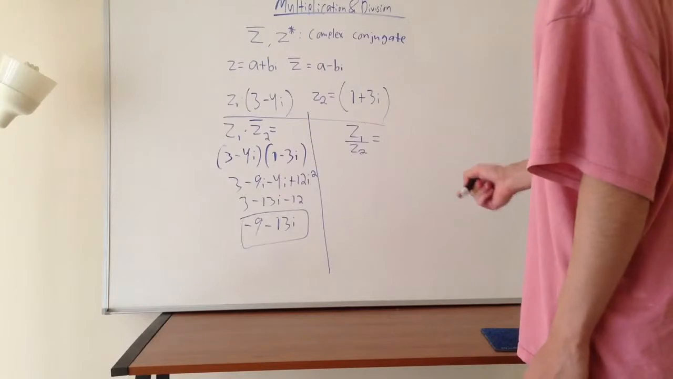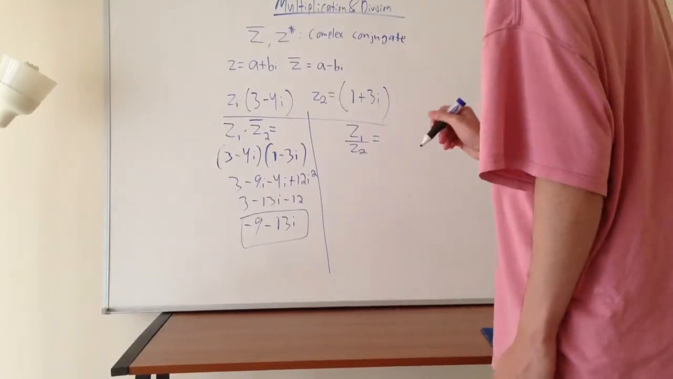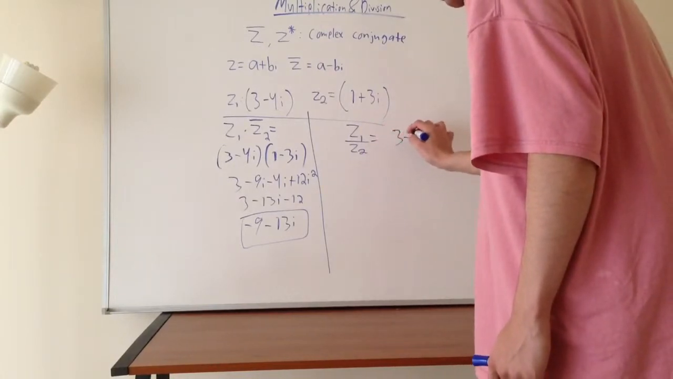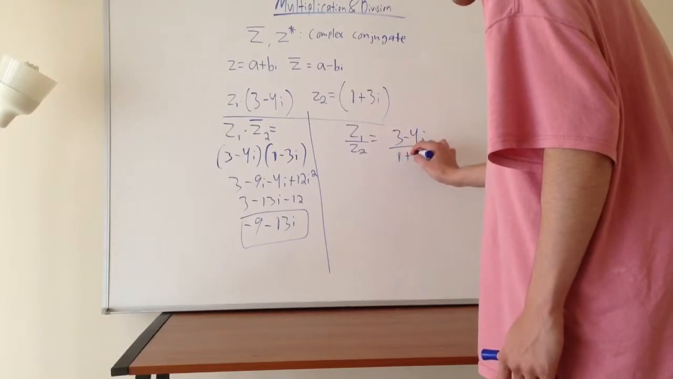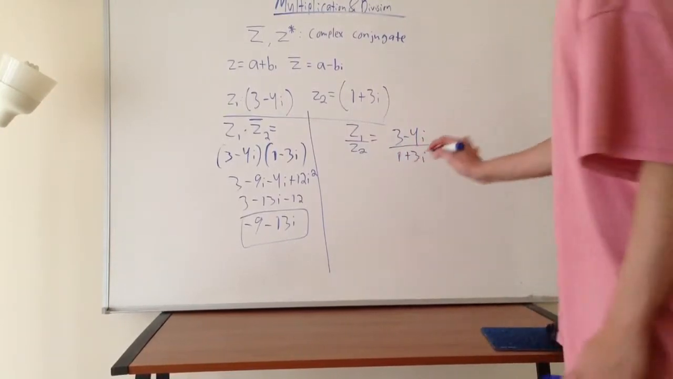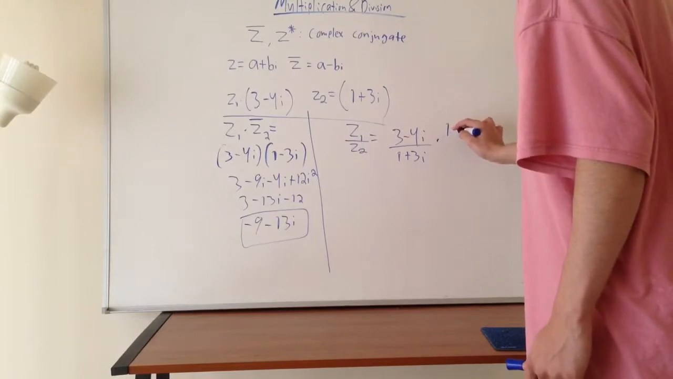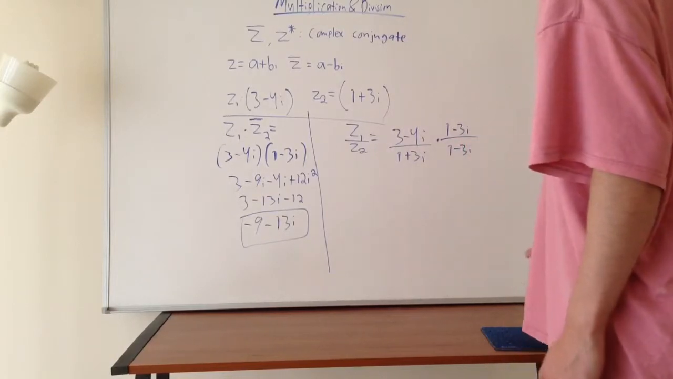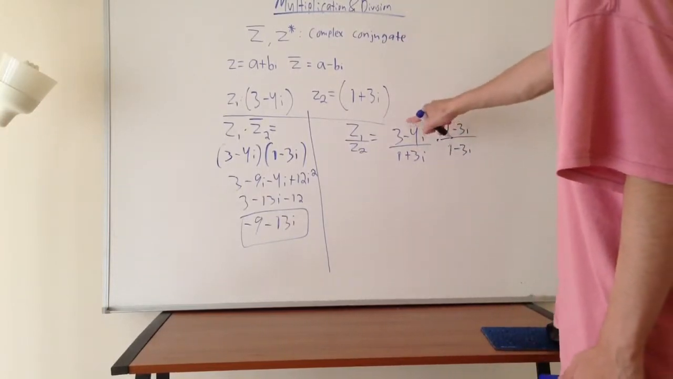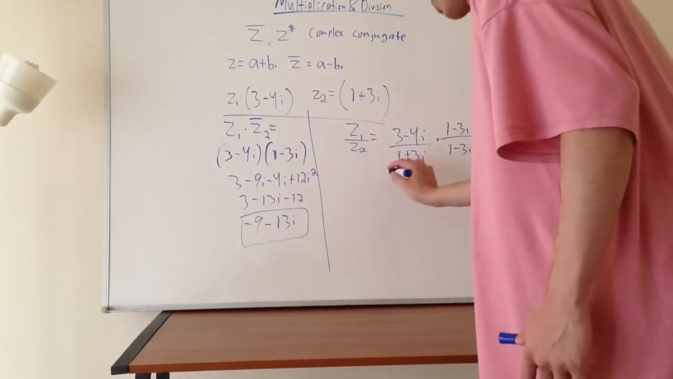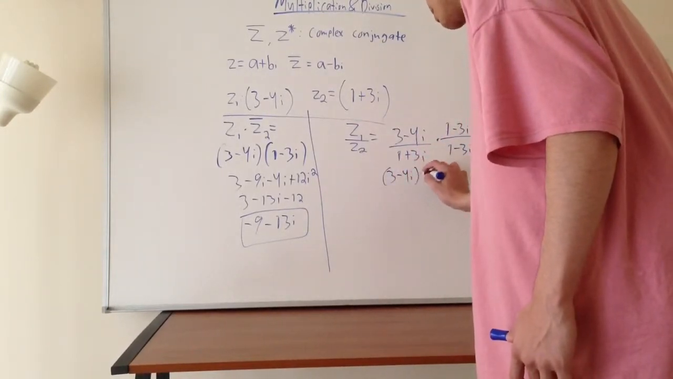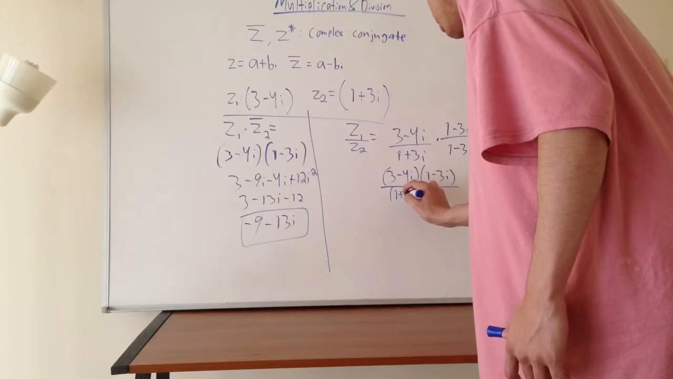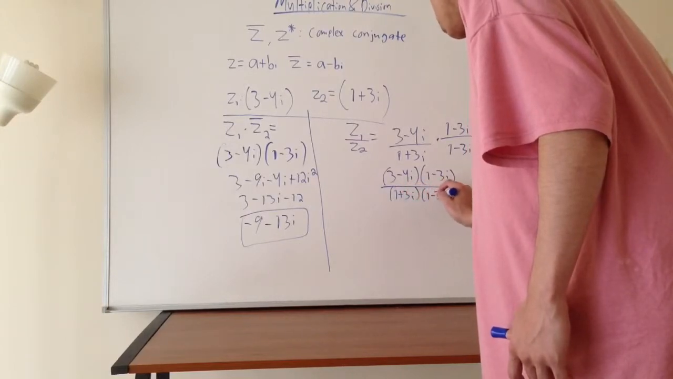Now, what if we want to divide complex numbers? This process is a little bit different. Let me start by writing out the problem. We have 3 minus 4i divided by 1 plus 3i. In order to solve this, we have to multiply the whole thing by the complex conjugate of the denominator. So we multiply by 1 minus 3i over 1 minus 3i. From here, we multiply out the numerator and the denominator. On the numerator, we have 3 minus 4i times 1 minus 3i, and on the denominator, 1 plus 3i times 1 minus 3i.